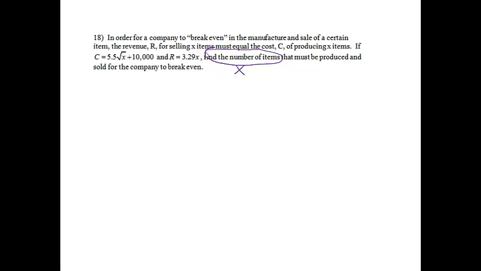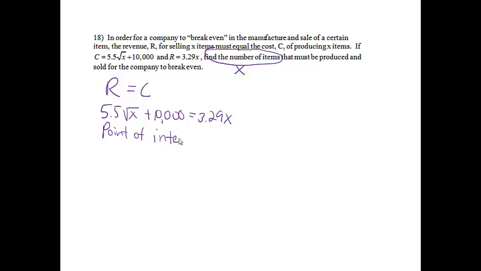All right. If we want to break even, it says the revenue must equal the cost. So I am going to set the revenue equal to the cost on this one. So 5.5 square root x plus 10,000 equals 3.29x. All right, so without having to solve this, what we are really going to be doing is looking for the point of intersection. Where do those two equal each other? Instead of solving that algebraically, we can do it this way instead.